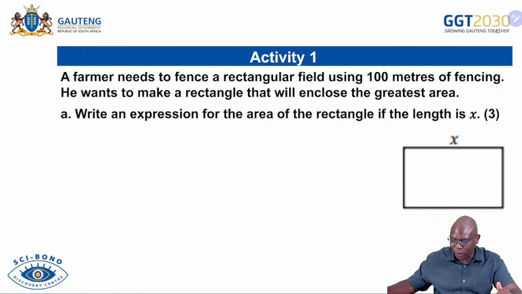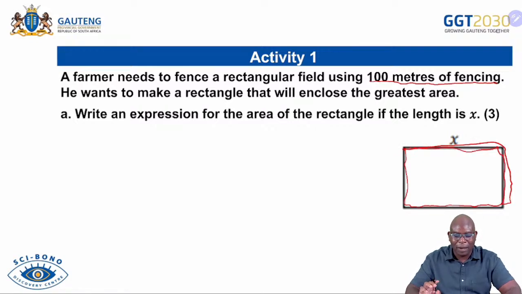So if you look at that question, now that question states that a farmer needs to fence a rectangular field using 100 meters of fencing. In other words, what is given there? It will be 100 meters of fencing, which is going to be our perimeter. In other words, this guy wants to fence the whole area, but he's got 100 meters of that fence. So he wants to fence that whole area. But he wants to make a rectangle that will enclose the greatest area.